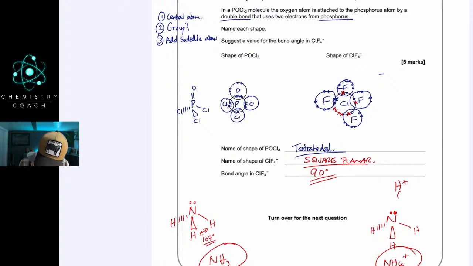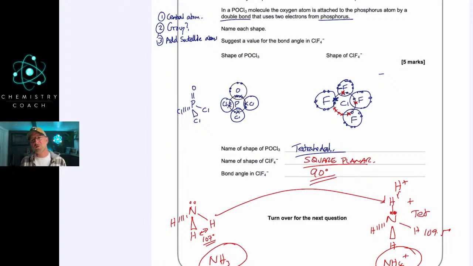That H+ comes in and it forms a coordinate bond with that. And now it's tetrahedral and it's got a full positive charge, and the bond angle is 109.5. So that's the difference between those two. Okay, so you can see how if it's got a charge on it, it came with one of those satellite atoms.